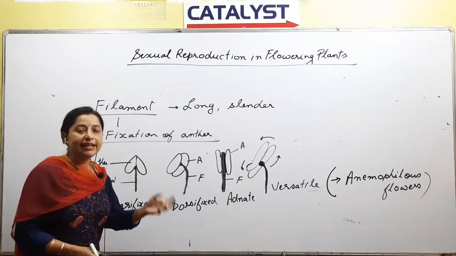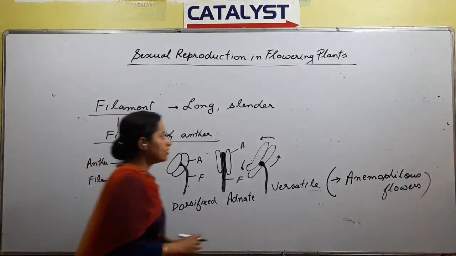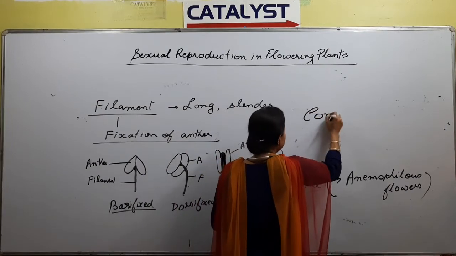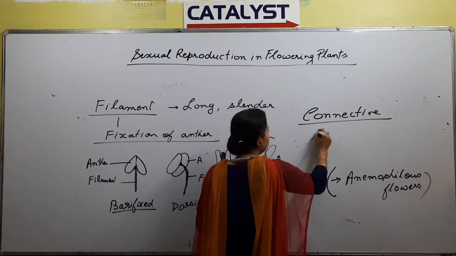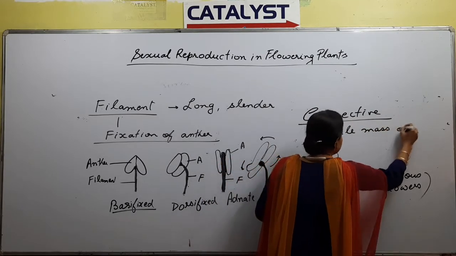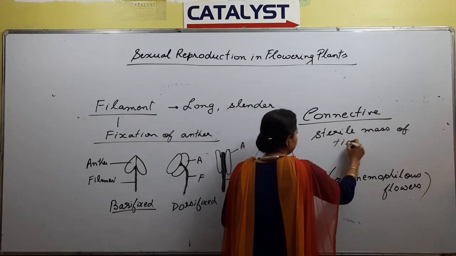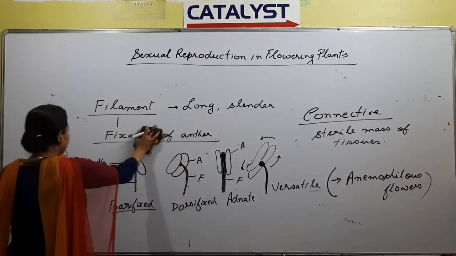So these are the informations about the filament. Some information about the anther we have discussed. Now we have discussed some information about the filament. What is left is something called connective, right? Connective, you don't need to keep much in mind, it is a sterile mass of tissues, right?